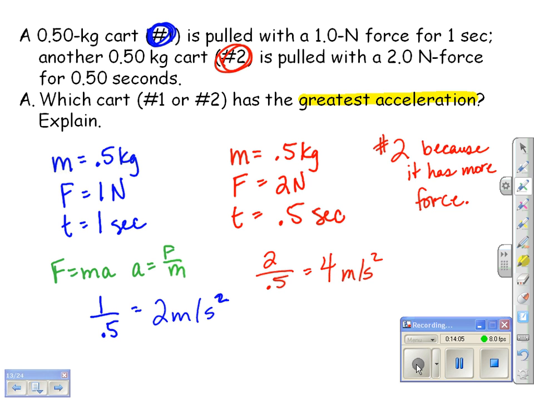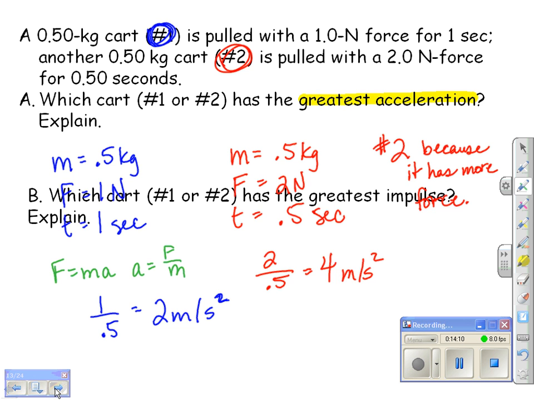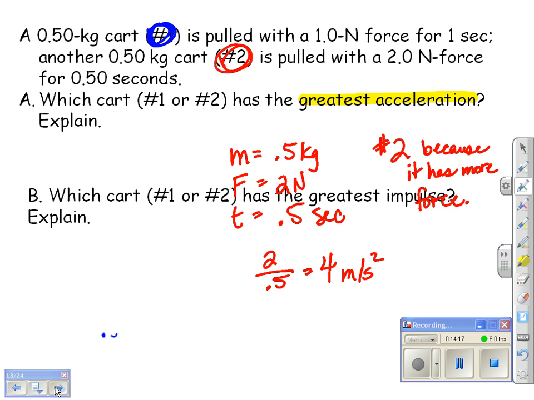All right. So let's keep going and see what else it asks us. Okay, I'm going to have to erase. Sorry. Let me erase all this other stuff. Forgot that I had all this in there.